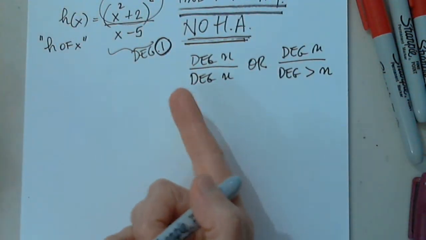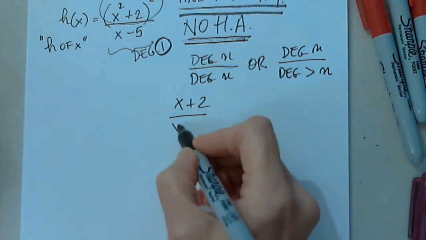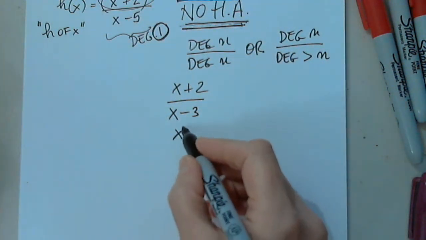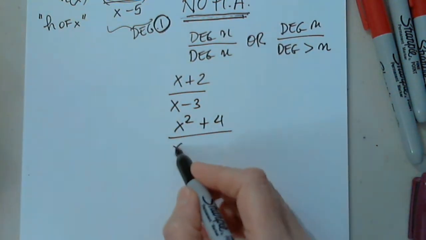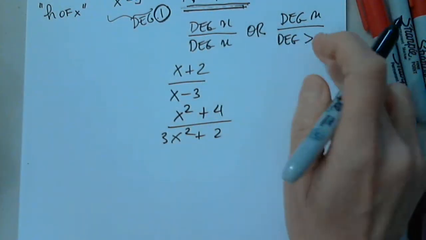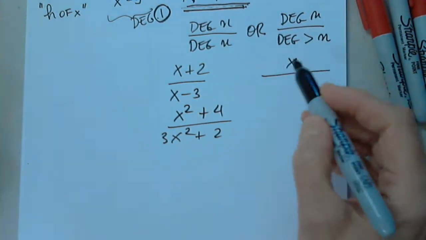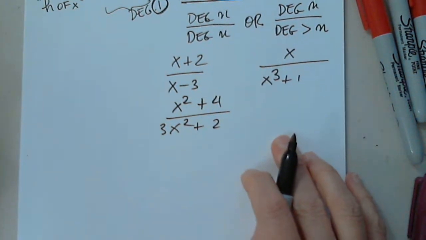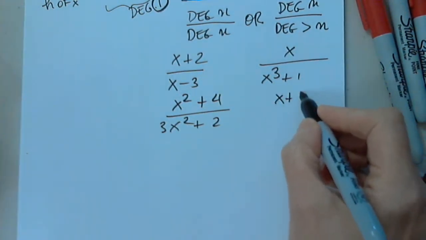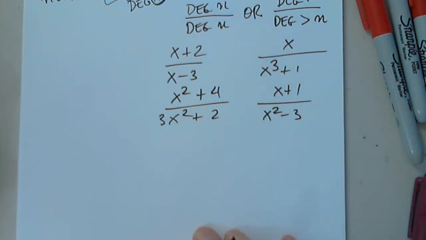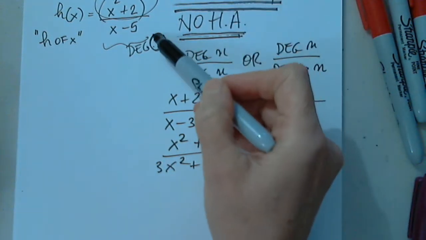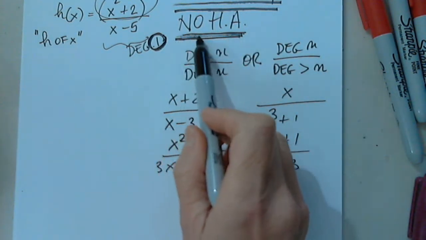An example for a horizontal asymptote will be x plus 2 over x minus 3, same degree over same degree. Another example, x squared plus 4 divided by 3x squared plus 2, the same degree over same degree. An example here will be x over x cubed plus 1, degree n and higher degree in the denominator. Another example will be x plus 1 over x squared minus 3. Such a problem with degree 4 at the top and degree 1 in the denominator does not have a horizontal asymptote.